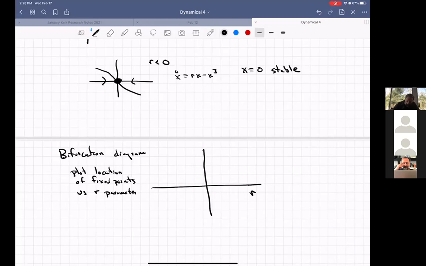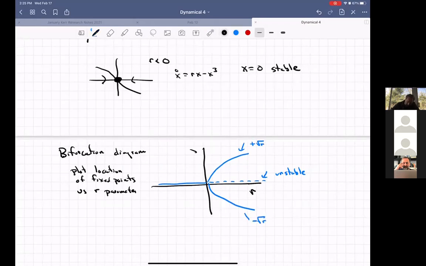So now when r was negative, I only had a fixed point at the origin, and the fixed point at the origin was stable. But when r became positive, this origin stayed a fixed point, but it became unstable for positive r. But now I had branches that came off this way that were stable, and these branches were at plus root r, and this is at minus root r. So this is my bifurcation diagram.